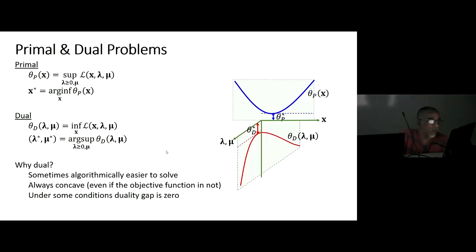So why do we use the dual sometimes? Because it's very often algorithmically easier to solve. And it's always concave. Suppose the primal is not convex, but the dual is concave, and suppose the duality gap is 0. Then why not solve the dual instead of the primal? With support vector machines, it happens that way. It's easier to solve the dual.